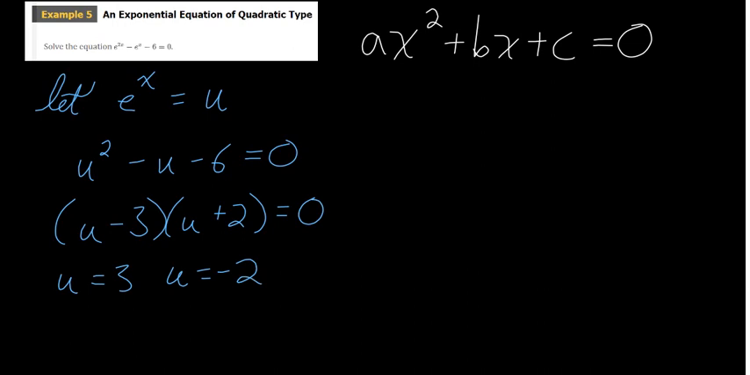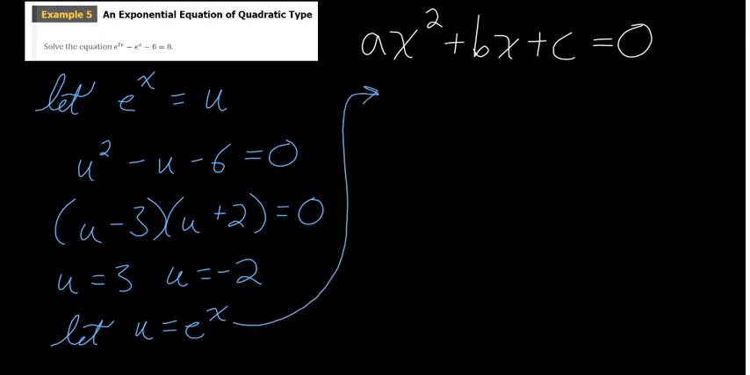Let's now make that substitution again. We're going to let u be equal to e raised to the x power. So let's zoom up here. That means we have e raised to the x power is going to be equal to 3, and e raised to the x power is going to be equal to a negative 2. These are my two solutions, and then I can just proceed from here.